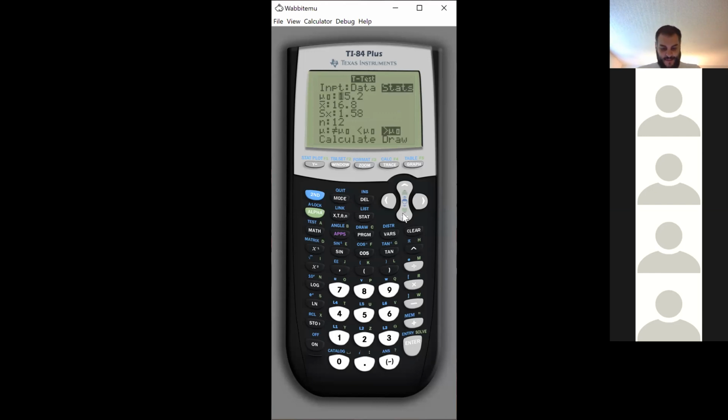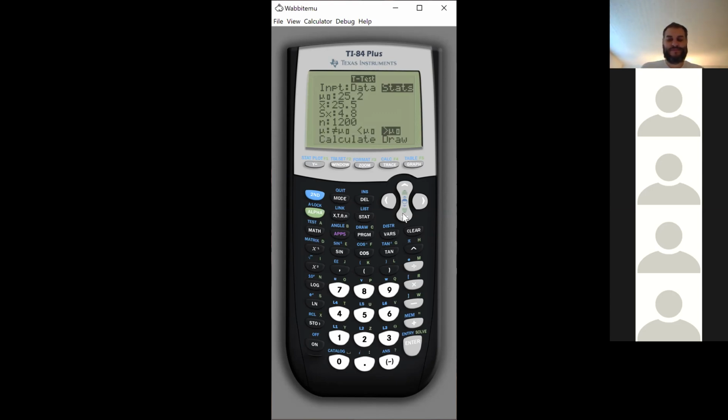For the mean, we're going to put 25.2. X bar is going to be 25.5. The standard deviation of the sample is 4.8. N is 1200. And then our alternate hypothesis should be greater than. Any questions so far for the input on my t-test?